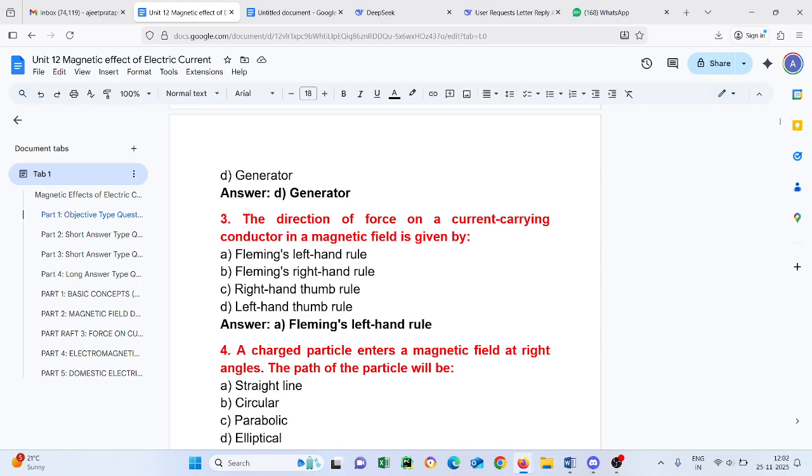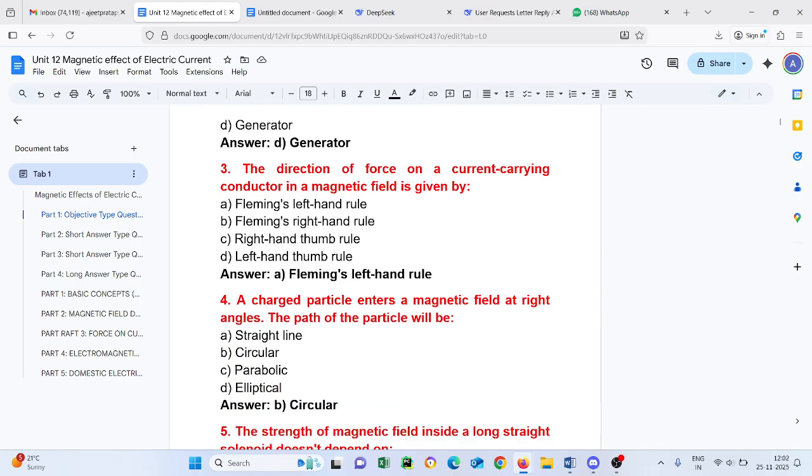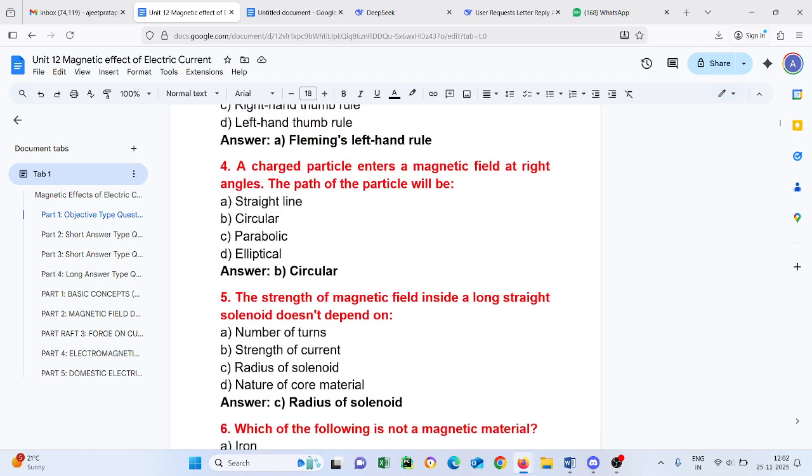Question number 4: a charged particle enters a magnetic field at a right angle. The path of the particle will be straight, circular, parabolic, or elliptical. The answer is circular. There are 4 options: straight line, circular, parabolic, elliptical. The answer is B, circular.